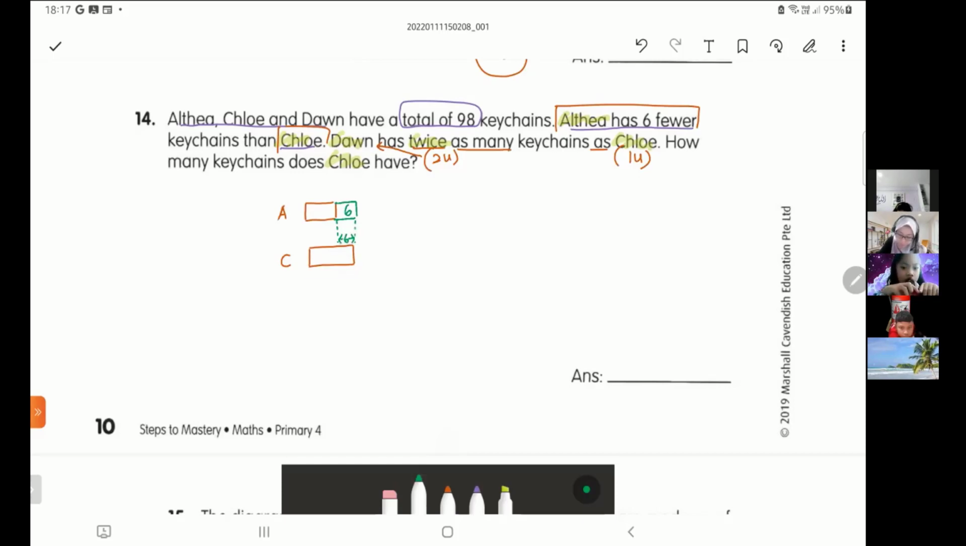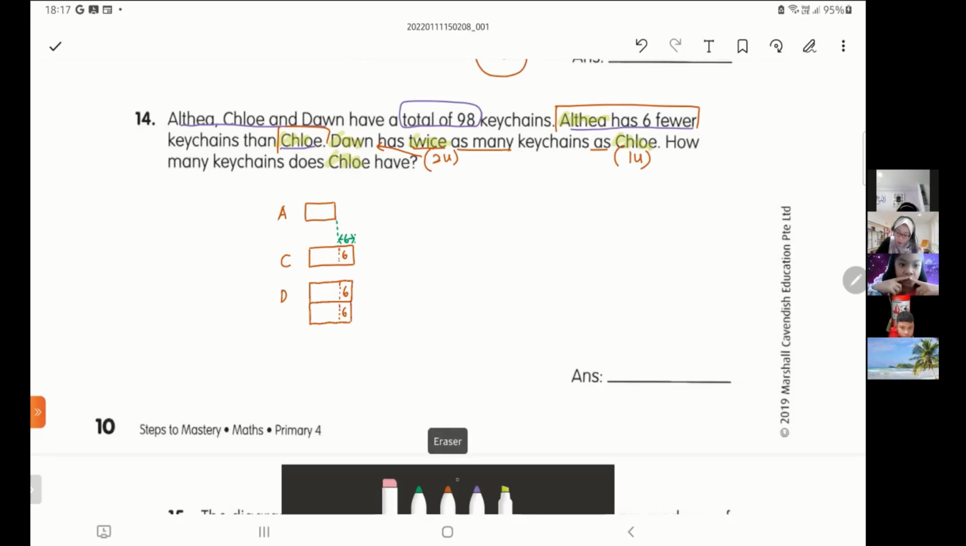This is 6 here. Okay, why 6? Because Althea have 6 fewer than Chloe. Okay, so if you know that Althea have fewer, so this 6 extra will not be with Althea, but it will be with Chloe. So this portion here is 6. Can you see that? Okay, so we have here Chloe, we have her units already. Now, as compared to Dawn, Dawn have twice of Chloe. So if Chloe have that one part, then Dawn have two of this, like this. Can you see? All right, like this.